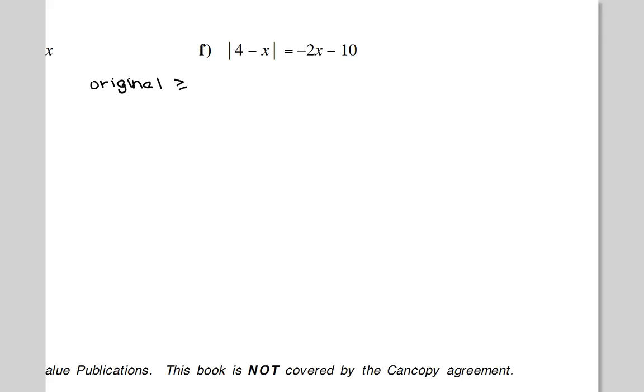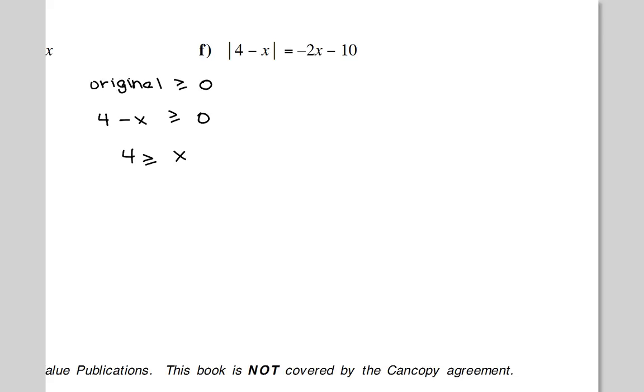Original greater or equal 0. What's the original function in the absolute value? 4 minus x. Where is that positive? When x is smaller or equal 4.